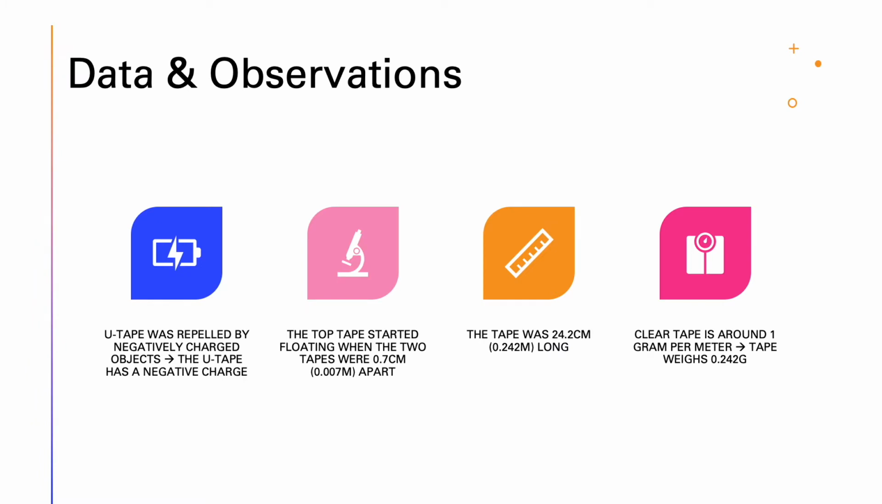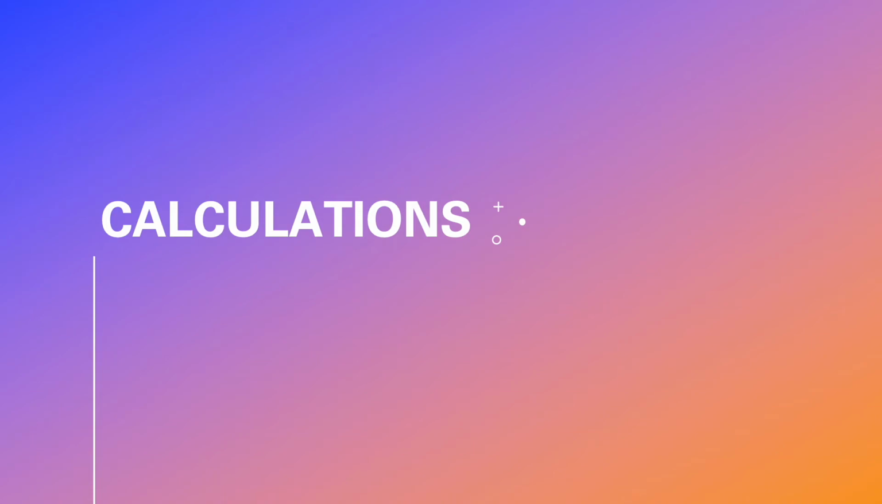So for the data and observations, when I did this experiment, I found that the U-tape was repelled by negatively charged objects. This means that the U-tape has a negative charge. The top tape started floating when the two tapes were 0.7 centimeters apart, and the tape was 24.2 centimeters long. And since we know that clear tape is around 1 gram per meter, we find that the tape weighs about 0.242 grams.